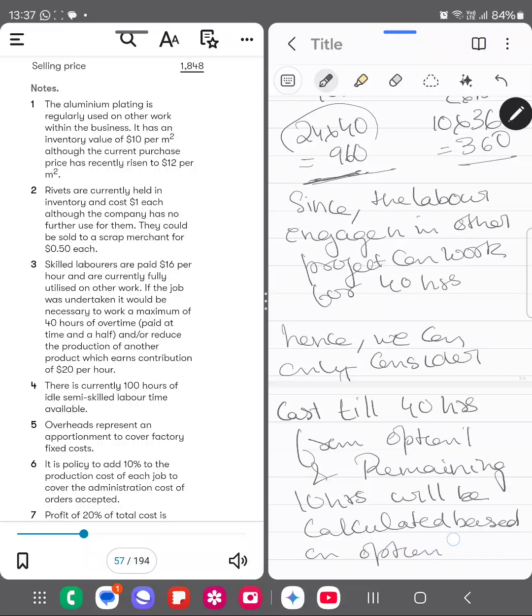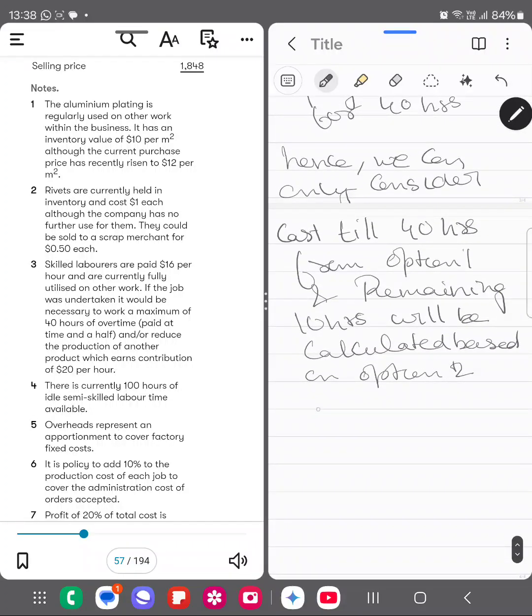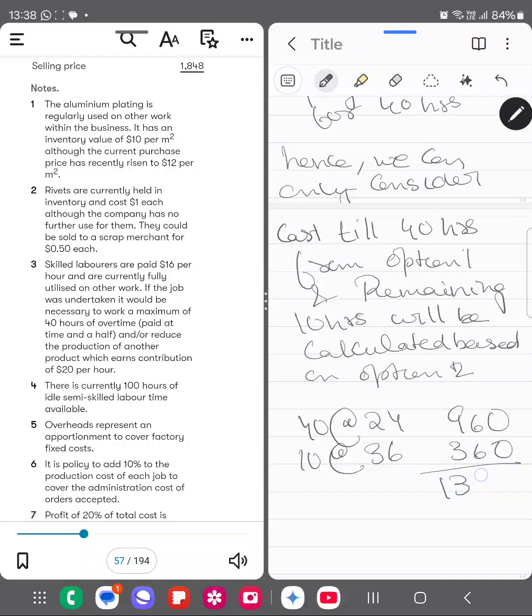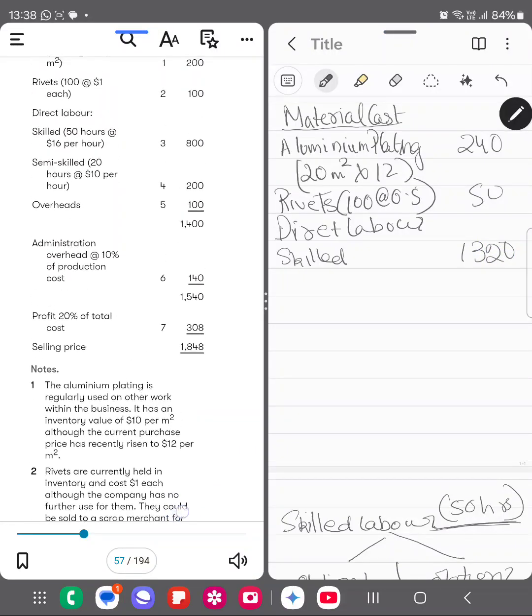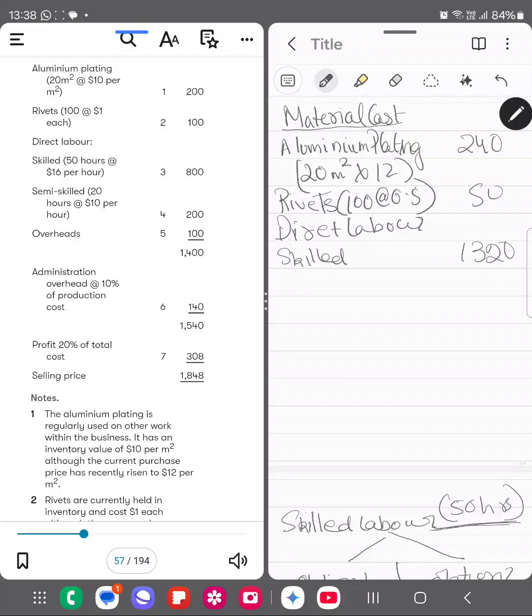That means 40 hours cost will be at the rate of 24, that is 960, and the remaining 10 will be calculated at the rate of 36, which will be 360, and then you get your relevant cost of labor as 1320. So the skilled labor cost is 1320. Now let's come to semi-skilled labor, not unskilled, this is semi-skilled.